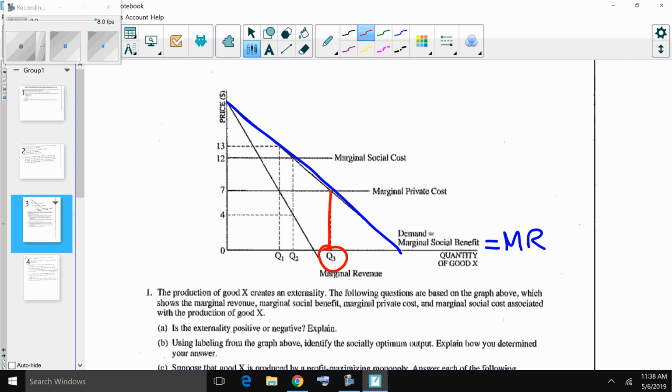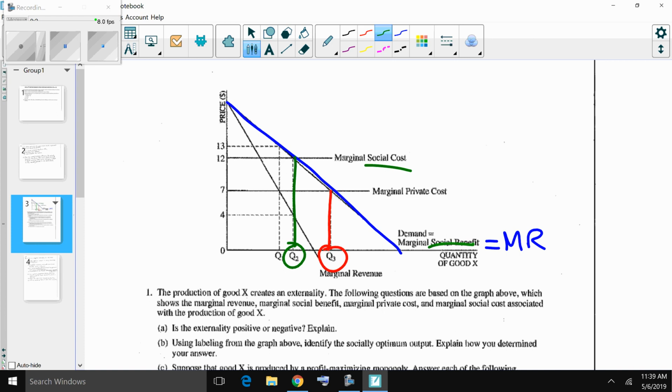Now to produce the socially optimal output, indicate whether the government should tax or subsidize the firm. Socially optimal is still where MSB equals MSC, which is right here. Right now we have too much. If we have too much, how do we stop that? We have to tax them. So to get to socially optimal, the government should tax this firm.